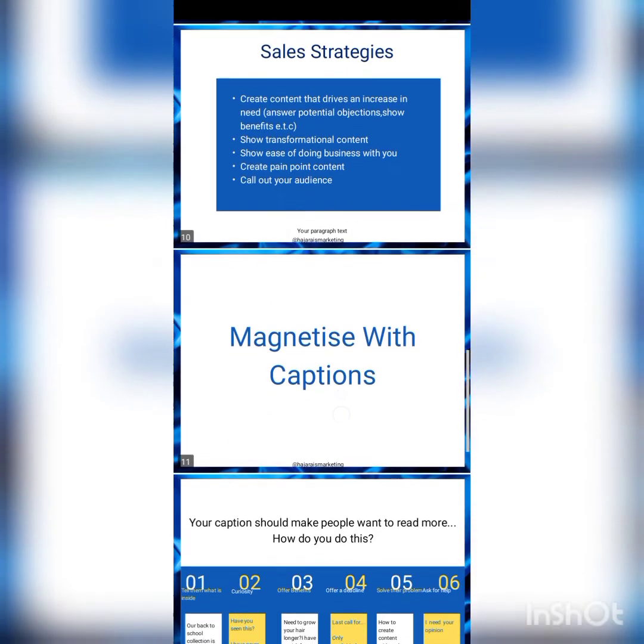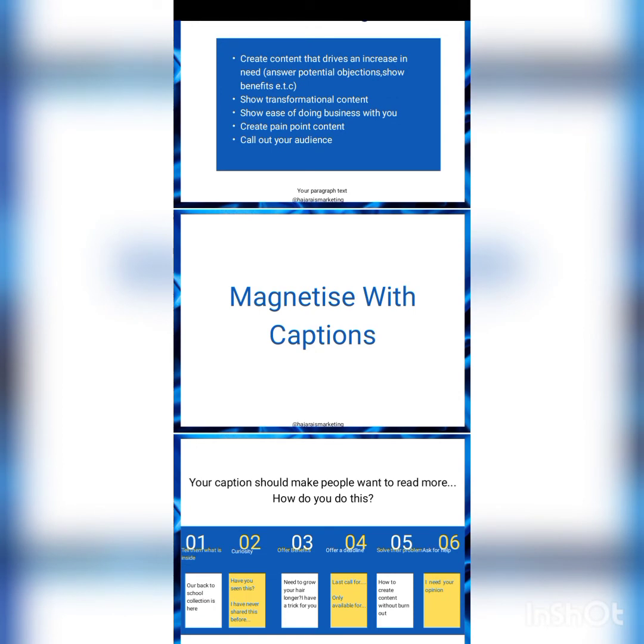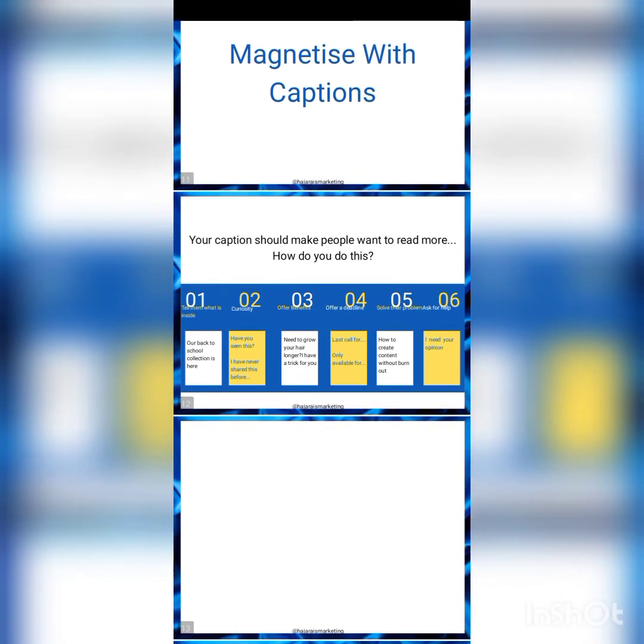Then the next one is magnetizing people with your captions. I've already given examples, but let me just recap. So we have various formulas you can use. The first one is tell them what is inside the caption, right? So you can say, our back to school collection is here. And they'll be like, she now has a back to school collection. It's not only handbags she's selling. So they want to see more of what it is you have written.